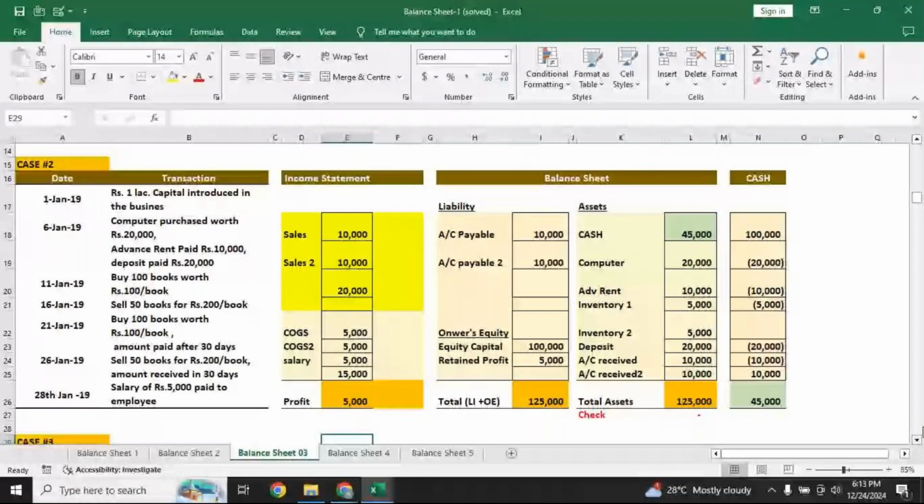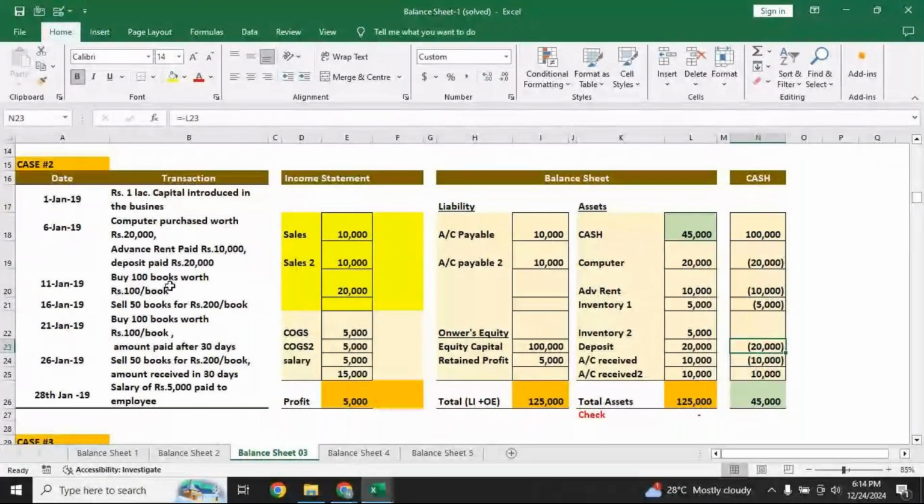As per the case study, rupees 1 lakh capital introduced into the business, that will be my equity. Computer purchased worth rupees 20,000. Out of this 1 lakh, what I had initially, I am giving 20,000 for the computer. Then advance rent paid rupees 10,000, so minus 10,000. Deposit paid rupees 20,000, so minus 20,000. Bought books worth rupees 100.